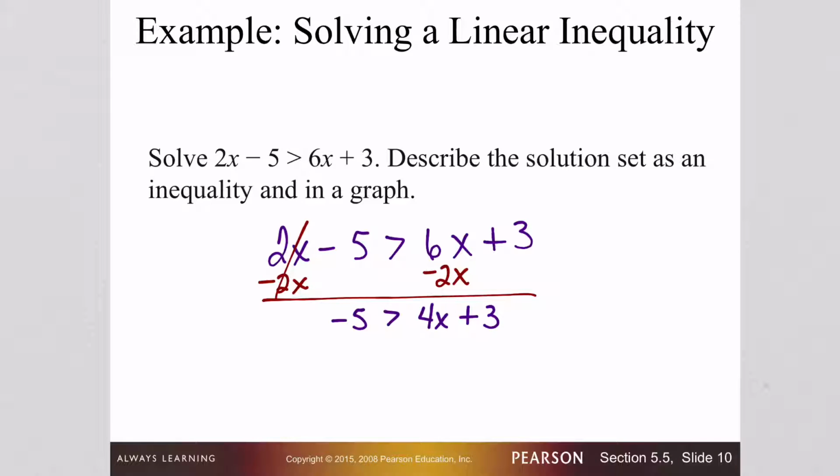Now we want to move everything away from our x, or our variable, so I'm going to subtract 3 from both sides. Whenever I subtract 3 from -5, I get -8 is greater than. This over here went away, so I'm left with 4x. Now in order to get the x by itself, I have to divide by 4 on both sides. So I get -2. I did not divide by a negative number, so I'm not going to flip my sign.